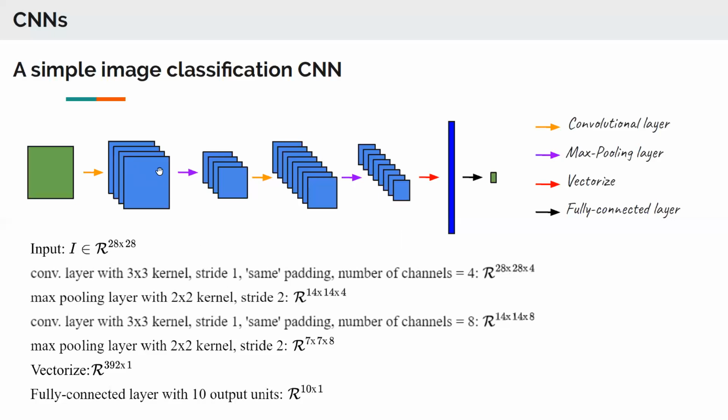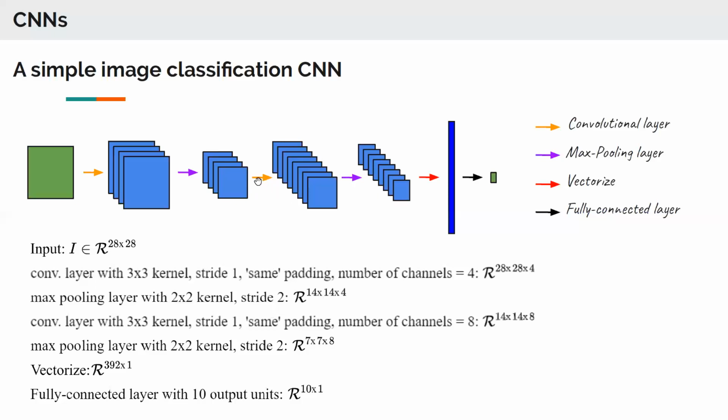Basically we will take each channel and we will apply a 2 by 2 kernel with a stride of 2. So this will go from 28 by 28 to 14 by 14, and the same for all of these channels. Then we will get a representation which is of size 14 by 14 by 4. So the number of channels remains unchanged.